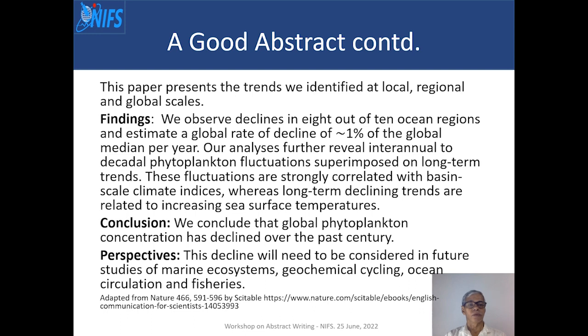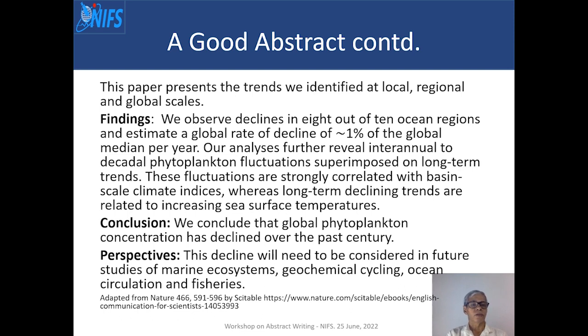They observed declines in 8 out of 10 ocean regions and estimate a global rate of decline of approximately 1% of the phytoplankton biomass over time. The analysis also revealed interannual, that is within the year, to within the decade changes in phytoplankton, which could be superimposed on long-term trends.